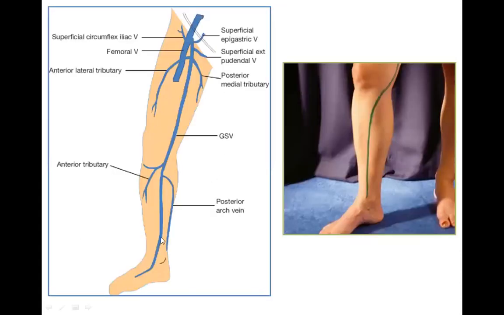So here you can see the course of the great saphenous vein. It is formed by the medial end of the dorsal venous arch and the medial marginal vein. Then it will ascend in the leg in front of the medial malleolus. Then it will pass slightly behind to the thigh, and then it will enter the thigh and open into the femoral vein at the saphenous opening. So here is the surface marking of the great saphenous vein.